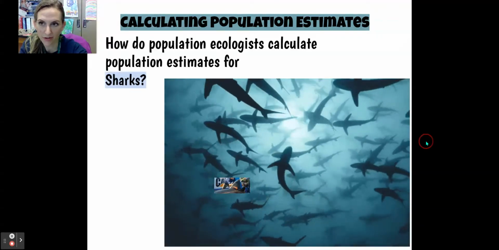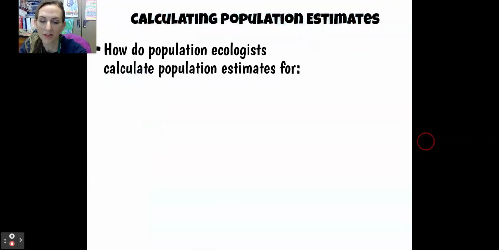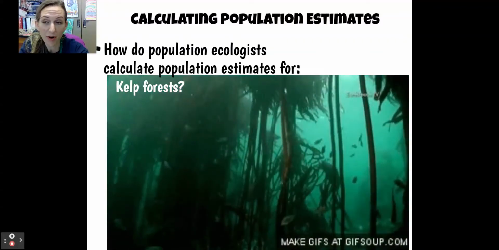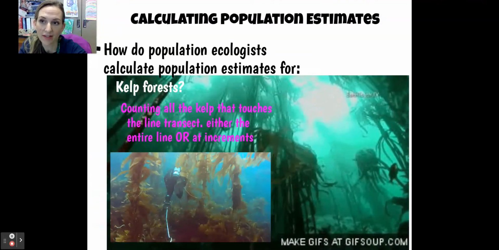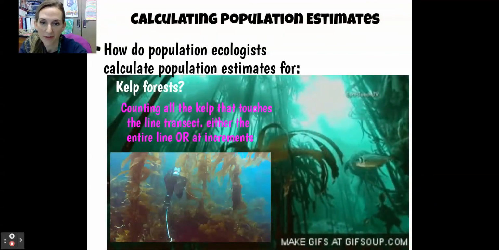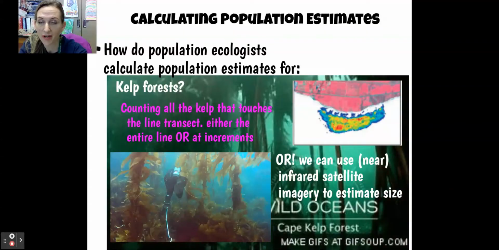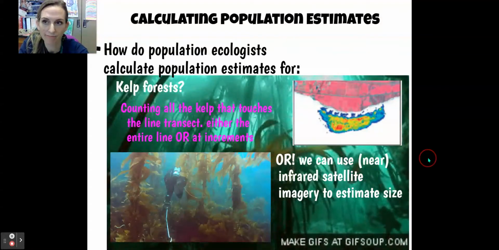If we're looking for the population of sharks, because they move, we can mark them with satellite tags, and they're really big, they're migratory. If it was a kelp forest, there wouldn't be any point giving them a mark or a tag. Instead, we can do a line transect and estimate the amount that touches the transect, or we could use near infrared imaging to estimate their population size.